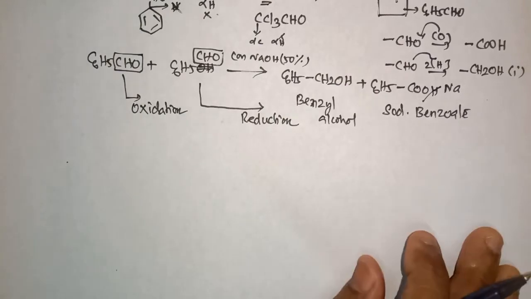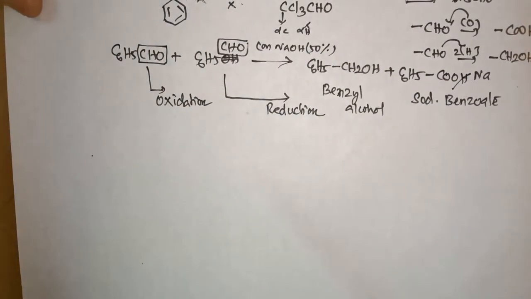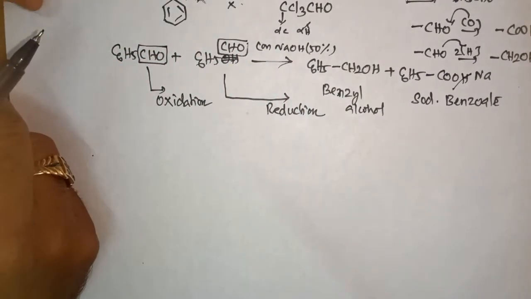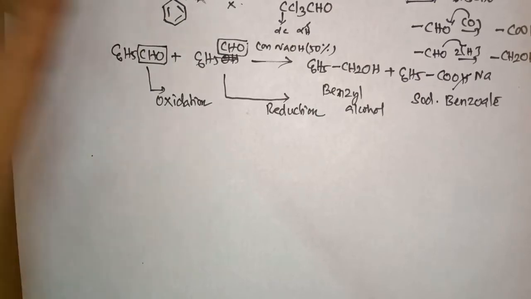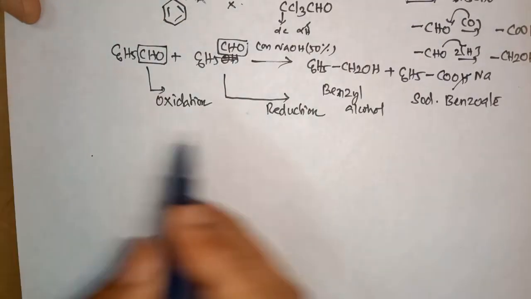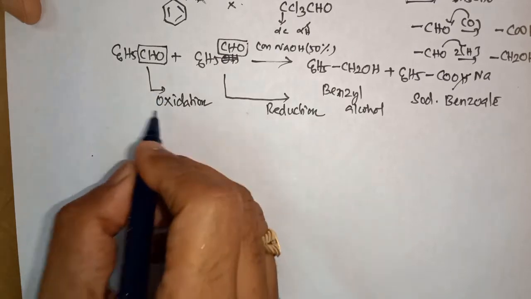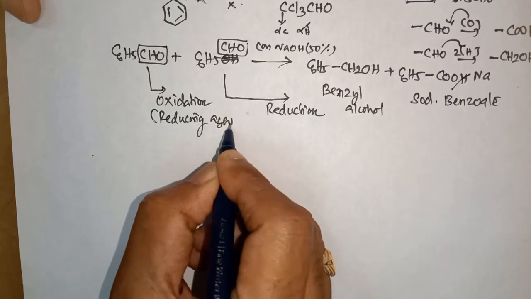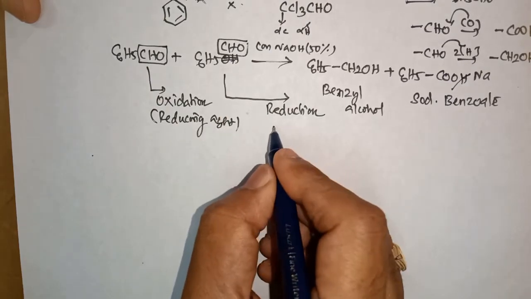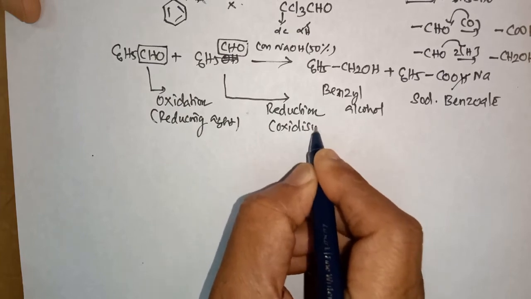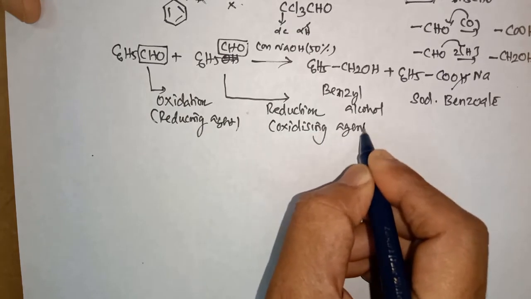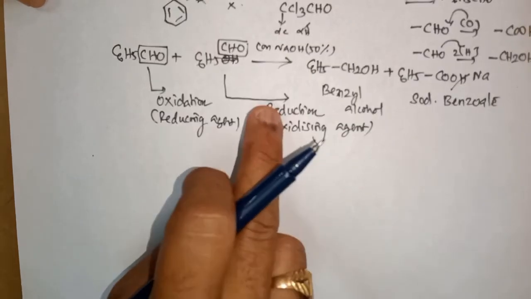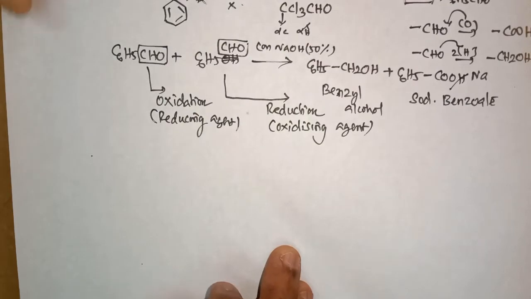Suppose in the exam they ask, when benzaldehyde is involved in the Cannizzaro reaction, what is the reducing agent and what is the oxidizing agent? Both the molecules are the same. Which one is undergoing oxidation? That is called the reducing agent. Which one is undergoing reduction? That is called the oxidizing agent.